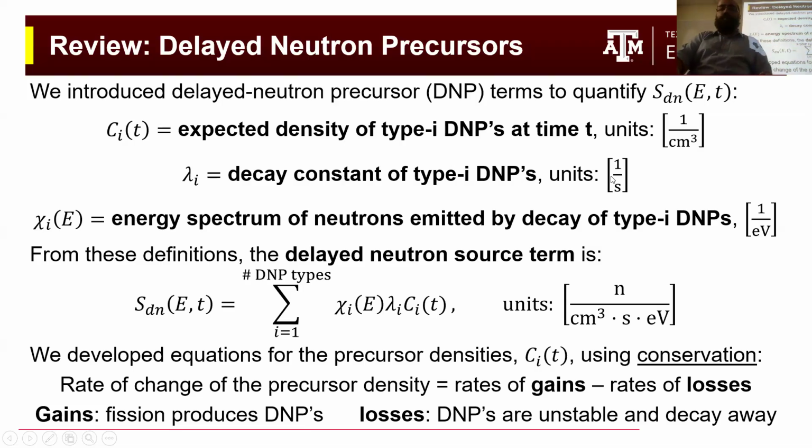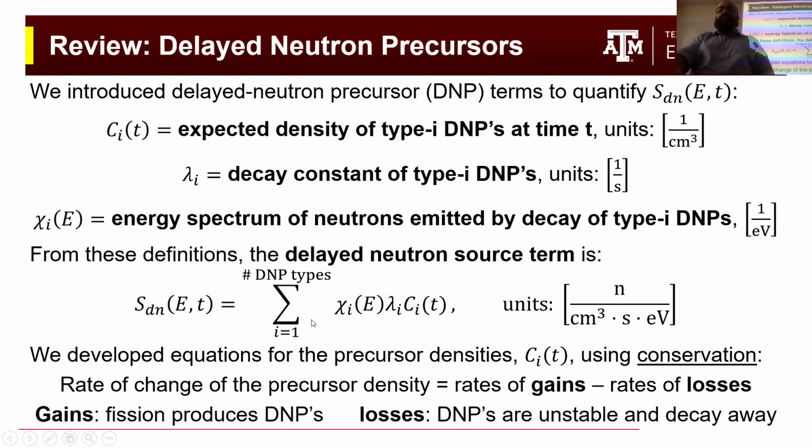precursors will undergo decay. And then we can introduce the equivalent of a fission spectrum, but for the neutrons that come out of delayed neutron precursors. So that's the chi sub I. And then if we multiply all of those quantities together, we get something for each delayed neutron precursor group that represents the number of neutrons per unit volume and per unit energy that are being emitted by that group. And if we have a bunch of groups in our reactor, then to get the total delayed neutron source term, we just sum up over every single group in our reactor.